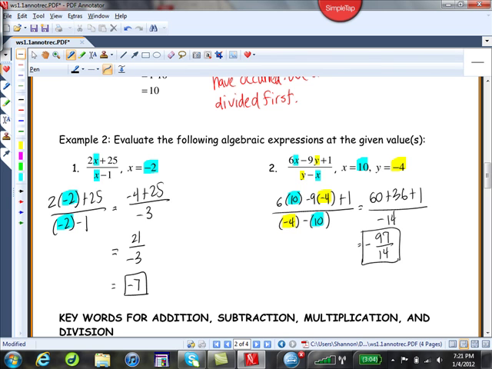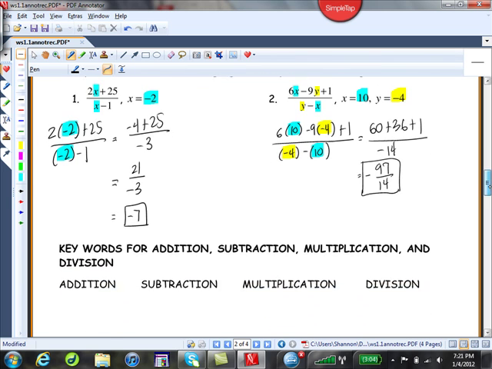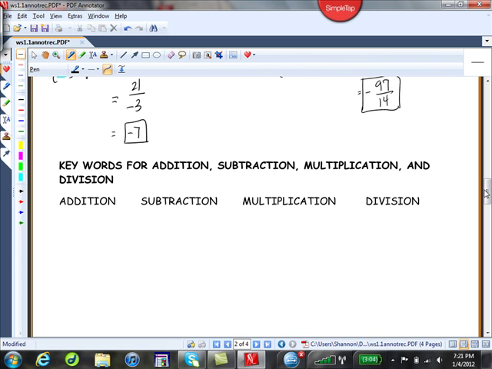All right, so next up, let's talk about some key words for addition, subtraction, multiplication, and division. So addition. Some words for addition are sum. Here's a hard one. Plus. Increased by. More than. Now you have to be careful. It's easy to confuse more than with an inequality, which we'll talk about later.